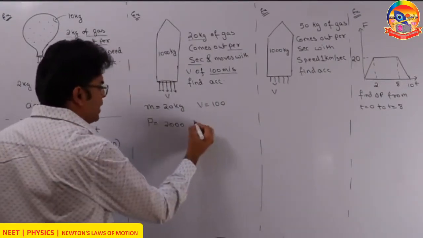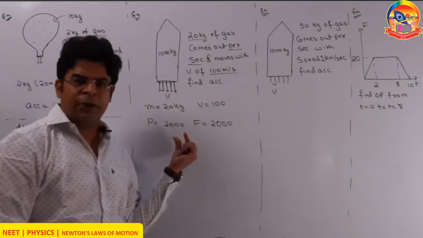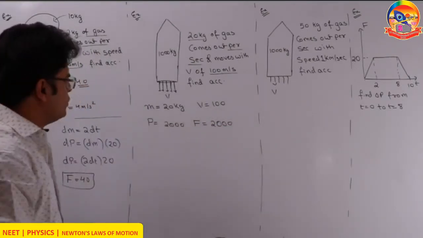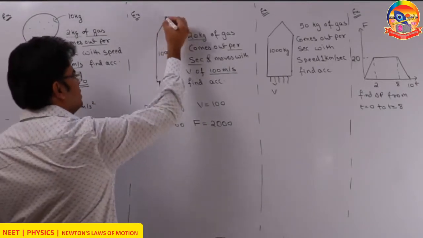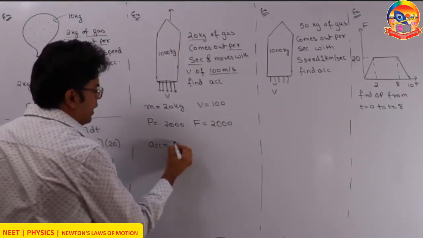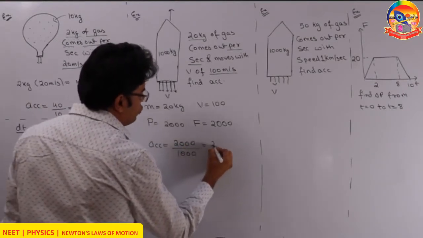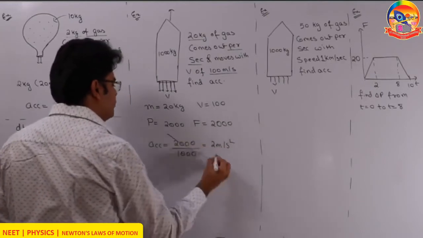So the force acting on the gas is 2000. The momentum transfer per second, that is the force, 2000. So the force on this rocket also has to be 2000. So the acceleration of rocket has to be 2000 divided by the mass of rocket, 1000, that is 2 meter per second square. No, wrong solution.